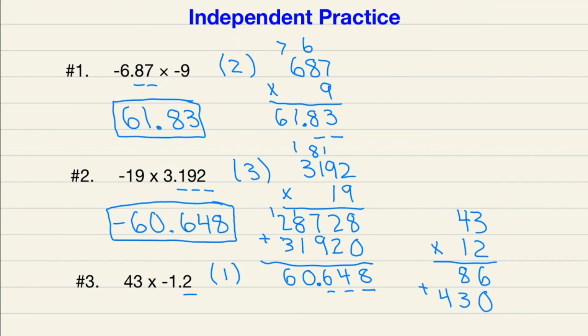And we're going to add those up. So 6 plus 0 is 6. 8 plus 3 is 11. Carry 1. And you get 516. There's going to be one number behind your decimal point. So that 6 is going to go behind this decimal point. And we know our final answer is going to be negative because we had different signs. So this is negative 51 and 6/10 for our third one.